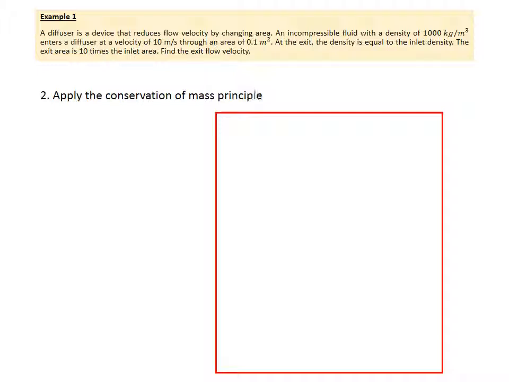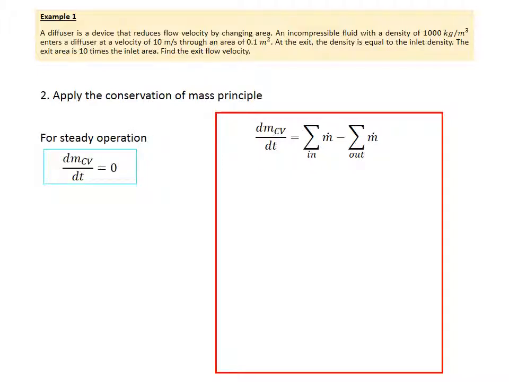The next step in solving the open system is to apply the conservation of mass principle. This principle enables us to write a mass balance in terms of the system that we have defined. The rate of change of mass contained within the control volume is equal to the sum of mass flows entering the control volume minus the sum of mass flows exiting the control volume. For steady operation, the time derivative is 0. So m1 is equal to m2.